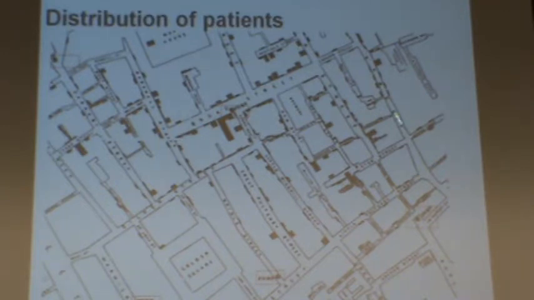So this is basically the map of the neighborhood, and that's Broad Street. All those black bars are the patient cases. And I marked the red ones as the water pumps. Those are water pumps. There's also a water pump here. And those are the patient cases. So the pattern, what can you conclude intuitively?